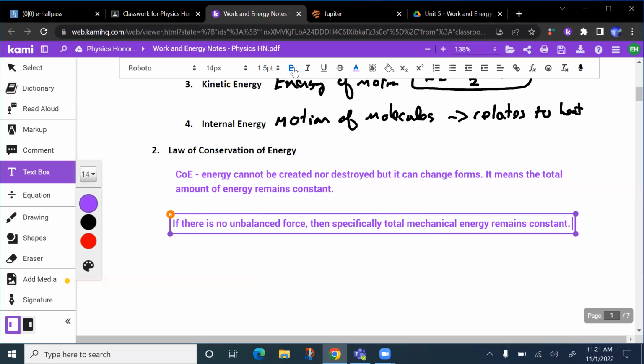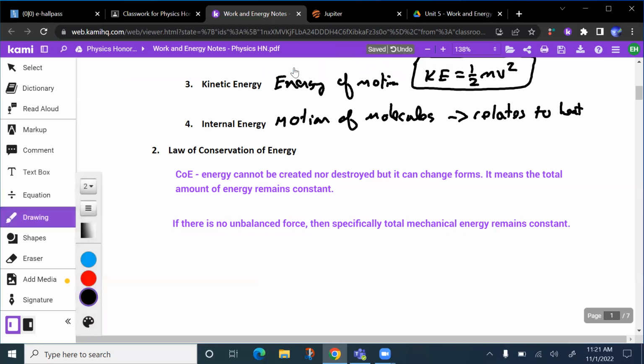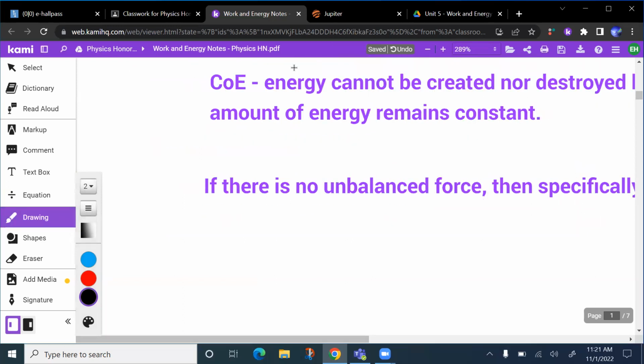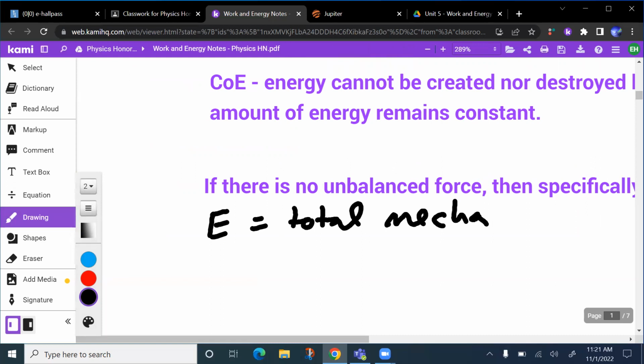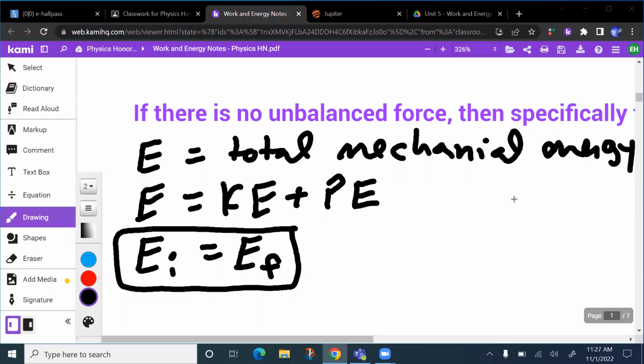Okay, and we can kind of abbreviate it this way. Our equation for total energy is going to be E. So E is going to be total mechanical energy. And so if E is the total mechanical energy of the system, that means it's the sum of your kinetic and all of your potential energy. And we can summarize that by saying that the total energy at one point in the problem is going to be equal to the total energy at any other point in the problem.